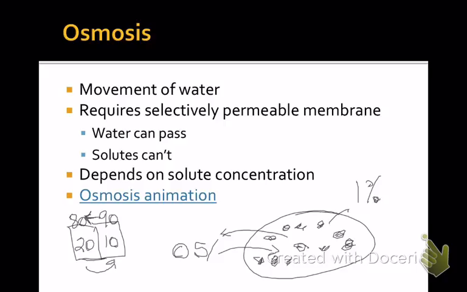Okay? So back to this case. If this is 0.5% in the extracellular fluid and 1% in the intracellular fluid, which one has more solute? The inside or the outside? Inside has more. Water goes wherever there's more, so water will tend to flow in.